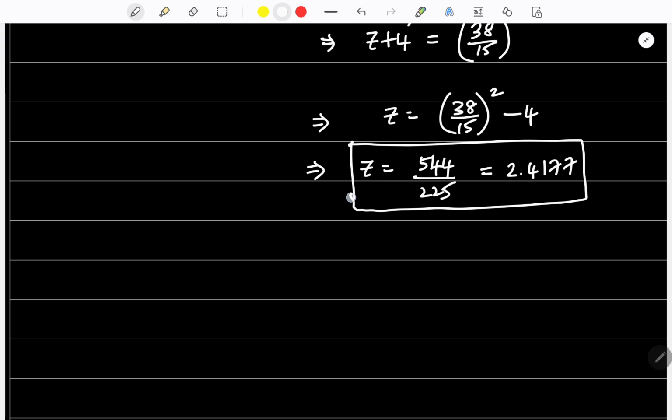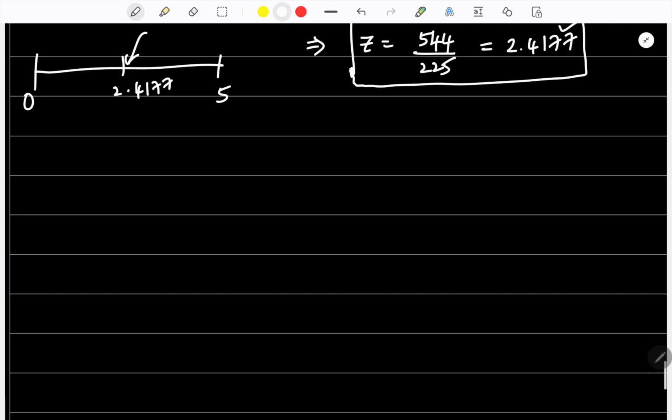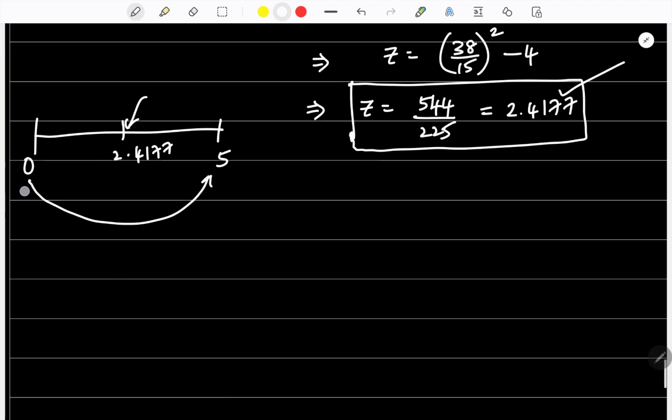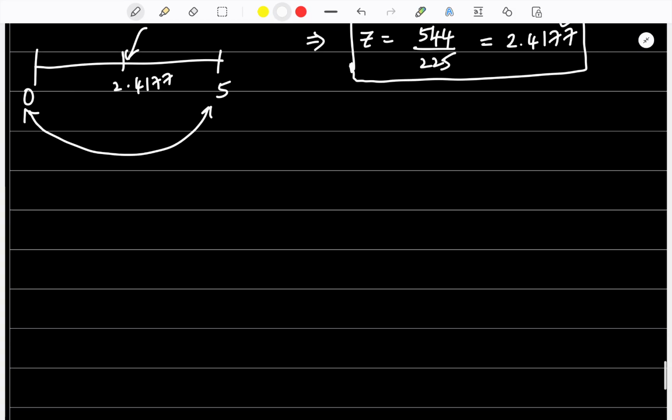We want to make sure z is in between the interval a comma b. So what is your interval? Your interval is 0 to 5. So what's your z value? Which is 2.4177. So definitely this answer is your z value. At least one value in between a comma b, right? Yes, let's go to the next step.